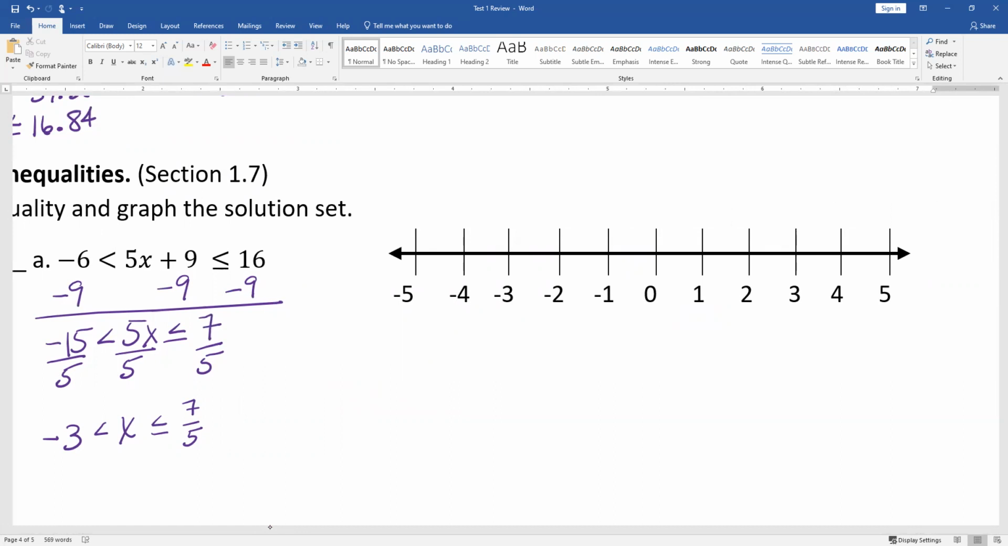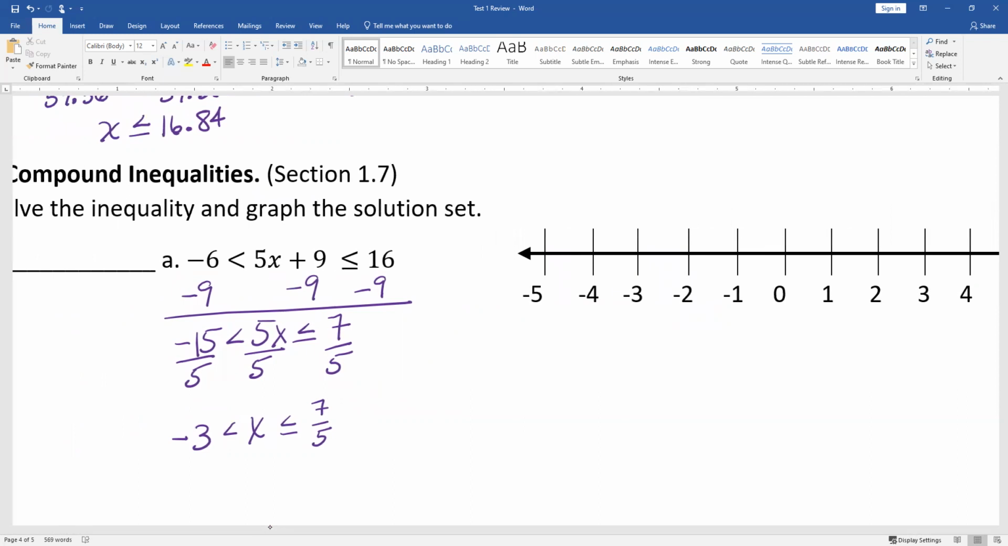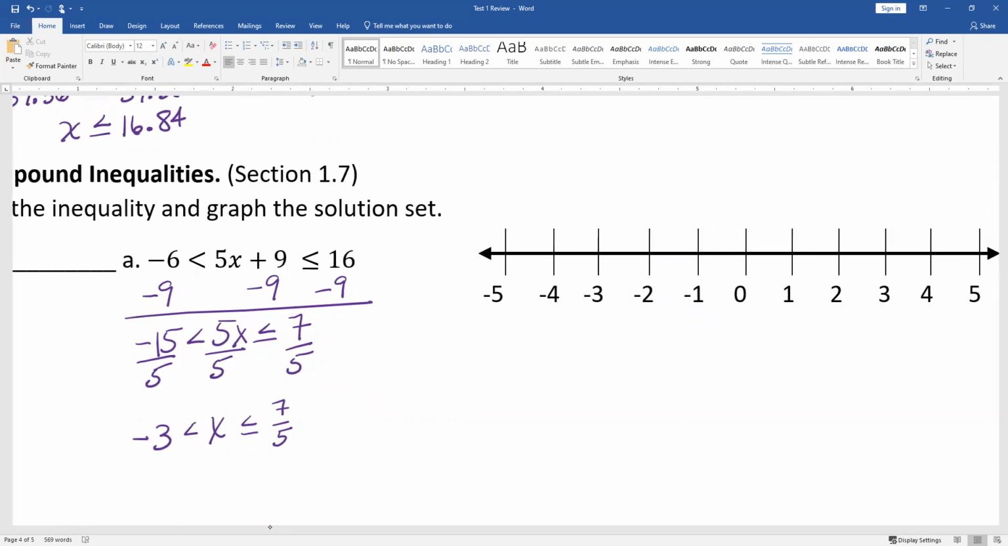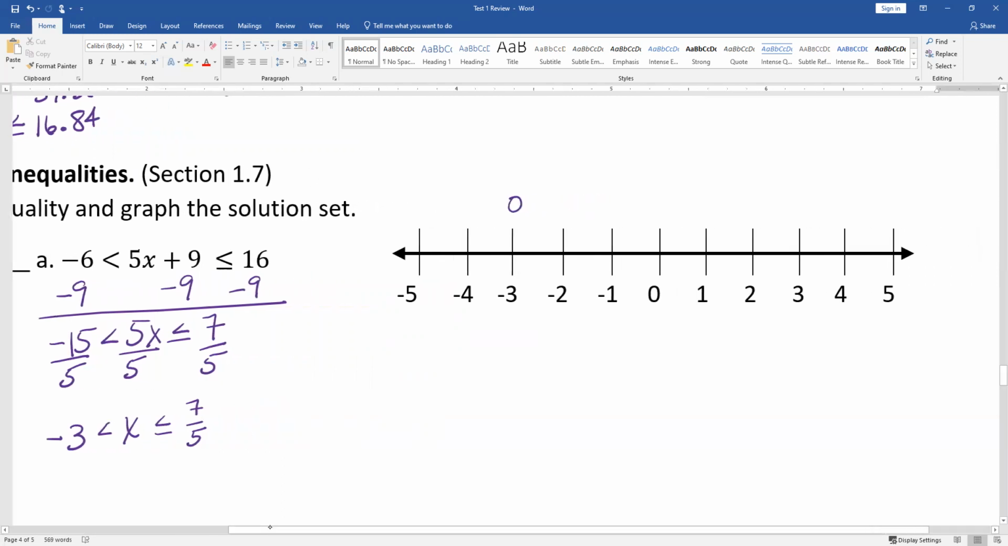All right, so first, because this is a conjunction, there is a possibility that we have no solution or a null set. So we have to graph each. So x is greater than negative 3 means that we have an open circle at negative 3 and a line that runs up the number line. It's got to be larger than negative 3. Where x is less than or equal to 7/5, we know that 7/5 is 1 2/5, which is close to 1.5. So we're going to have a graph somewhere around here, a little less than 1.5.